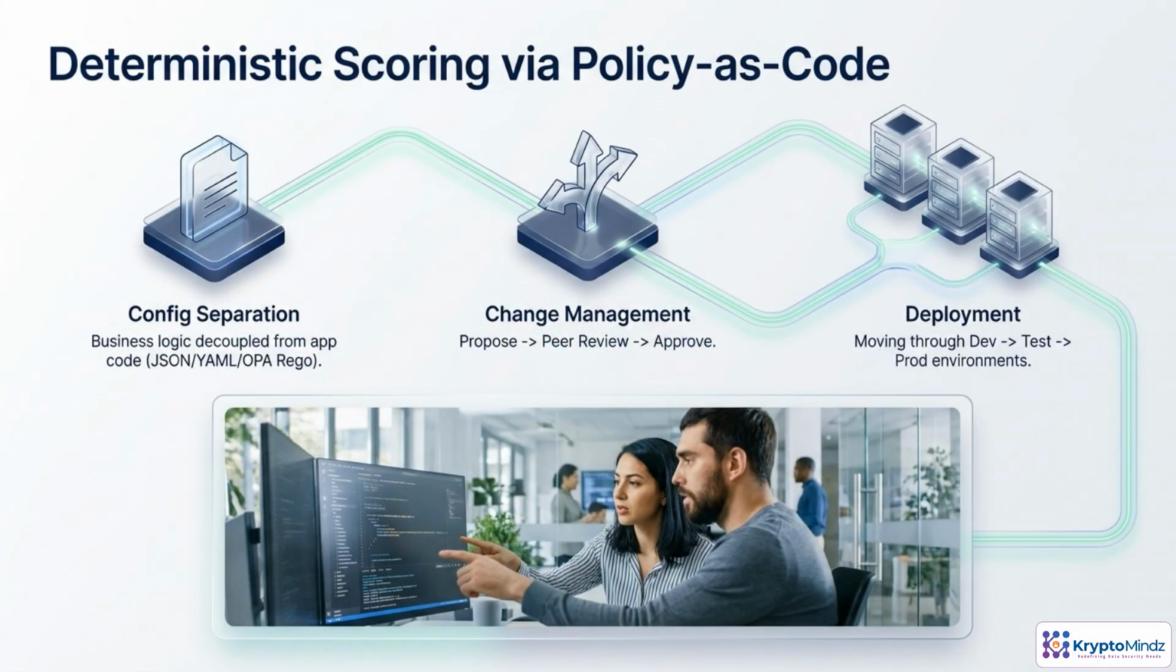For risk scoring in KYC and AML, you usually want decisions to be deterministic and explainable. Policy as code gives you that. You pull business rules out of the application and express them as configs or policies, so product and compliance teams can evolve logic without redeploying core services. Those policy files then follow a proper change workflow: proposals, peer review, approvals. Finally, they're promoted through dev, test, and production, ensuring consistent, auditable behavior across all environments.